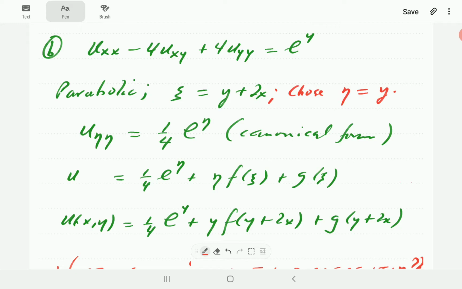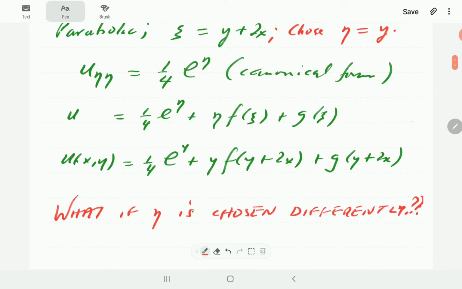So in part 2 we chose eta equal to y, and then we showed that the ODE can be reduced into this canonical form, u eta equal to 1 over 4 e to the eta. We can integrate this twice with respect to eta. It gives you this, where f and g are arbitrary functions. And then in terms of the original variables, it looks like this.